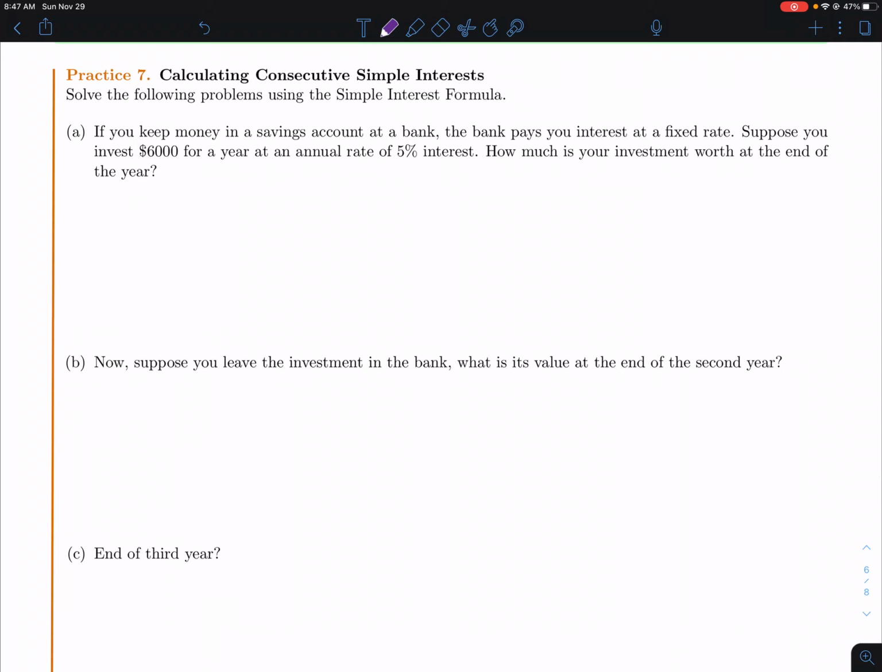If you keep money in a bank account and the bank pays you interest at a fixed rate, suppose you invest $6,000 for a year at an annual interest rate of 5%, how much is your investment worth at the end of the year? With this one, we know our P, how much we're depositing. We know our interest rate is going to be 0.05. So again, turn this into a decimal, don't leave it as a percent. And our T is equal to 1. The only thing we don't know is how much money is in the account at the end of the year, so we want that future value.